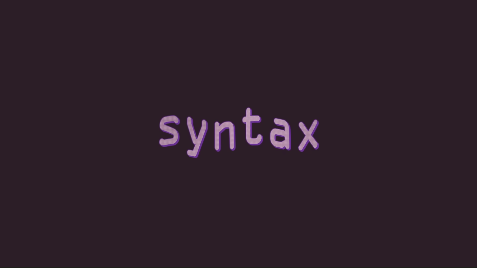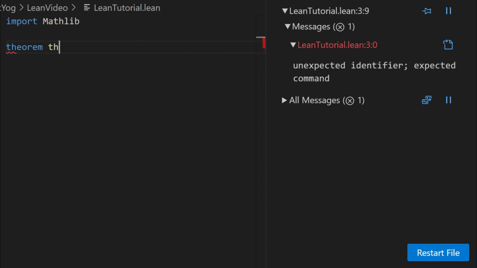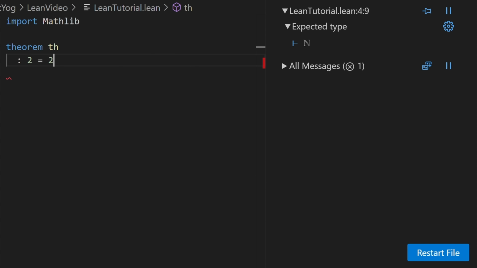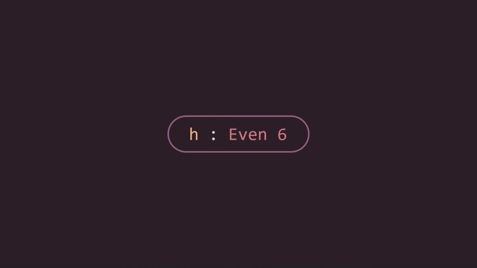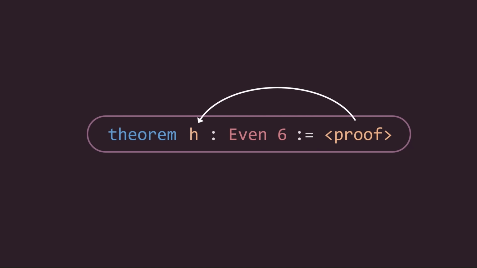Let's start with syntax. Theorem th is a proof of 2 = 2, and its value is sorry. Anytime you see some h : a proposition, it means h is its proof. Writing theorem before and assigning the proof after stores it in h.